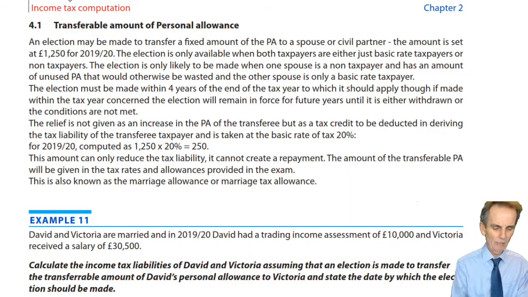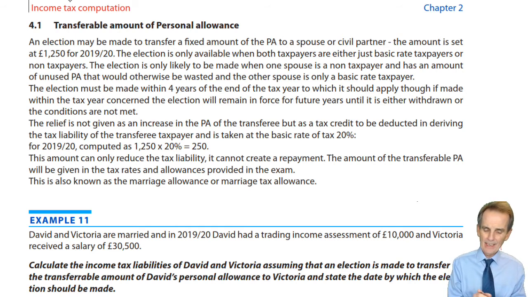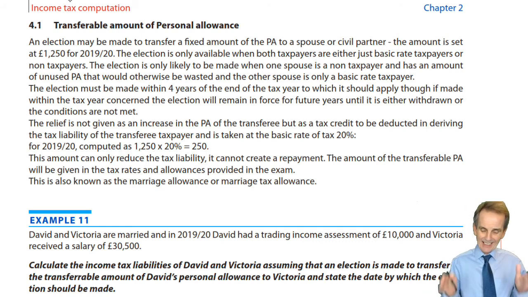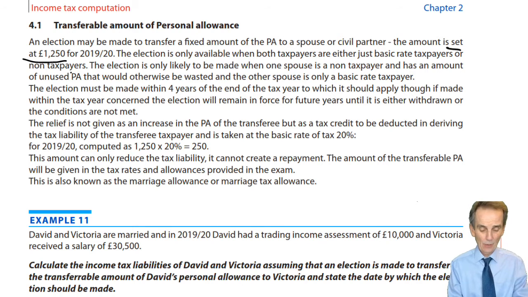So going back to the note. An election. This is down, therefore, to the taxpayer to make their mind up whether a taxpayer, it's going to be one spouse or civil partner to another, wishes to transfer the figure of £1,250, now on a basic personal allowance of £12,500, that therefore means we're talking about 10% of that personal allowance. And that is a standard and fixed amount of transfer. The amount is set at £1,250 there for our particular tax year.